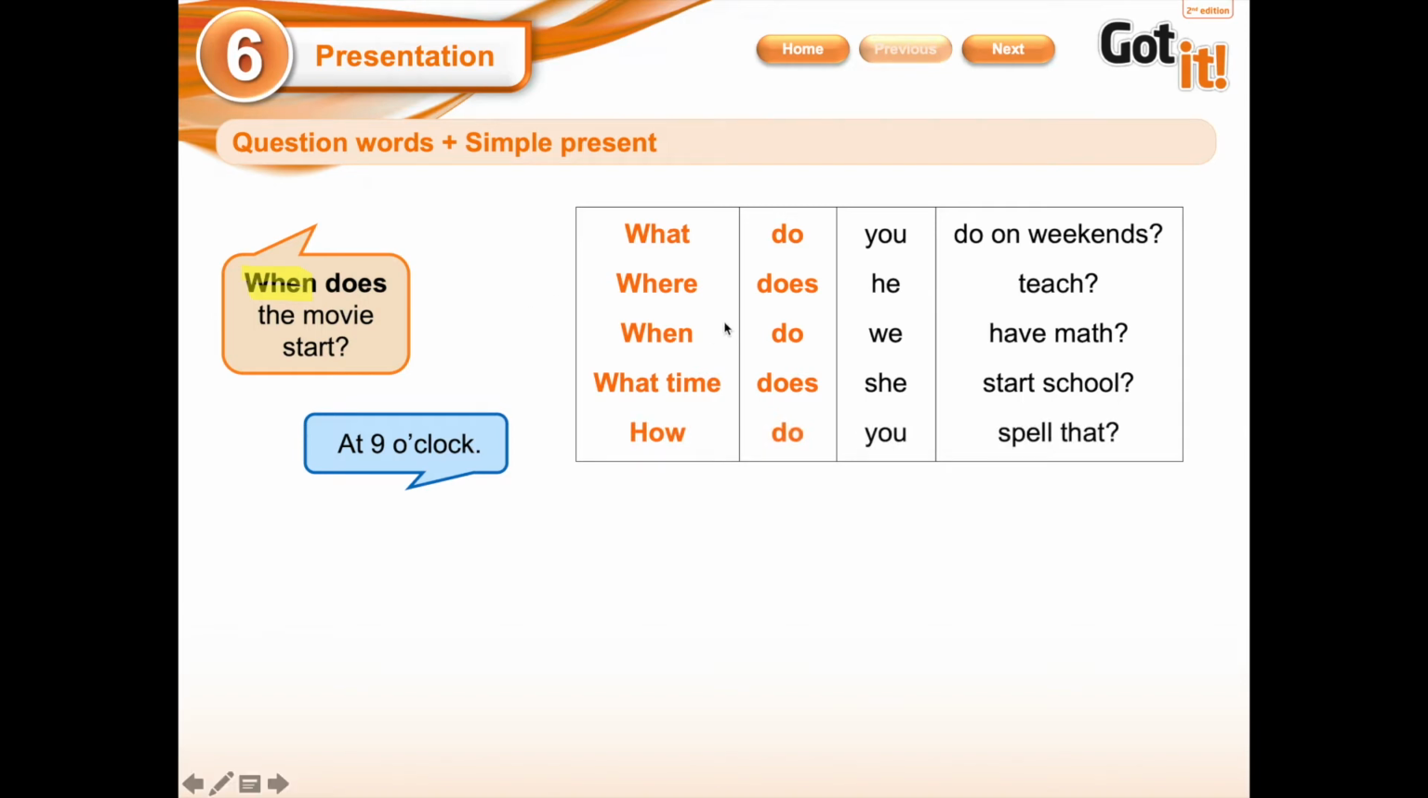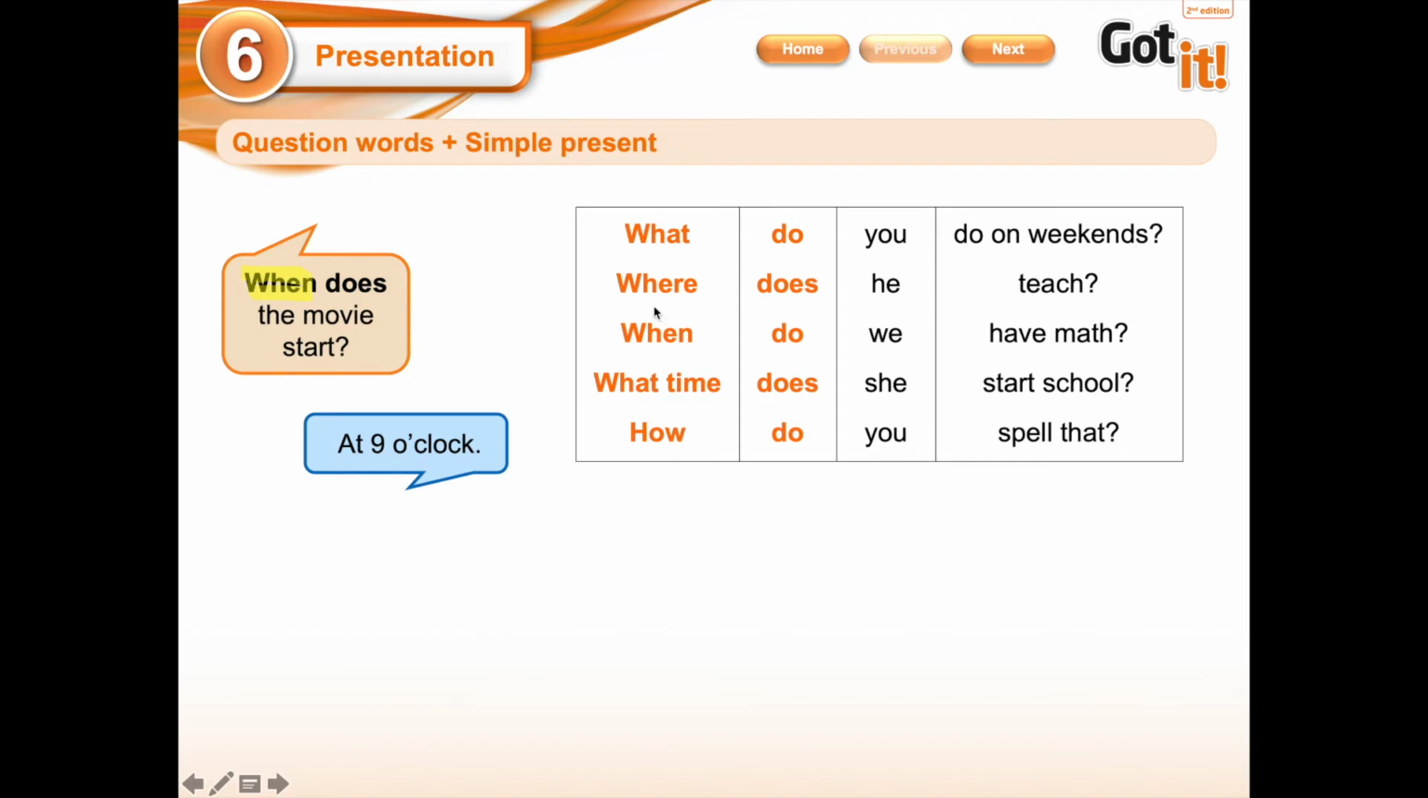Okay, so we're going to start now with the translation in Spanish in order to help you understand a little bit better. So the first question is, what do you do on weekends? This kind of word, the word what in Spanish, it means qué, o puede ser también dependiendo cuál. ¿Qué es lo que haces los fines de semana?